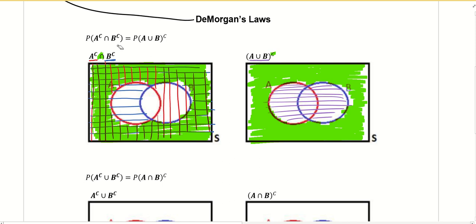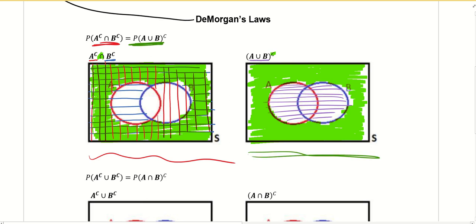So deMorgan's is useful because, as we saw, we started with something that was tricky, both visually and probably calculation-wise in a lot of cases, and we translate that to something like this, which is a lot easier to visualize and a lot easier to calculate, because if we think about what this thing is equivalent to, using the complement rule, this is 1 minus the probability of A union B. So all we actually need to know to calculate this probability is A union B, because deMorgan's tells us that this ugly looking thing is equivalent to this, which is a lot easier in most cases to calculate.